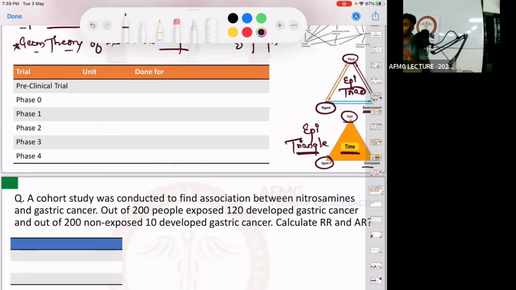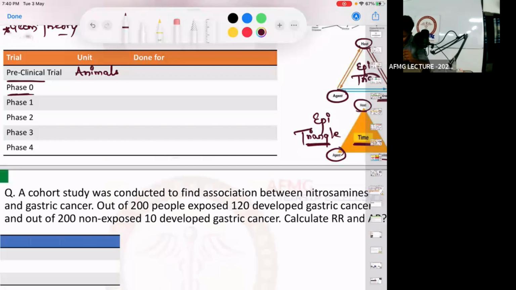Remember this. If I talk about clinical trials, guys, preclinical trials are done in phase 0. Phase 0 is done in healthy human volunteers. Phase 0 is done because giving the therapeutic dose of a drug can be harmful. So therefore, we only give 1/10 of the dose. That is known as micro dosing. So microdosing is phase 0.